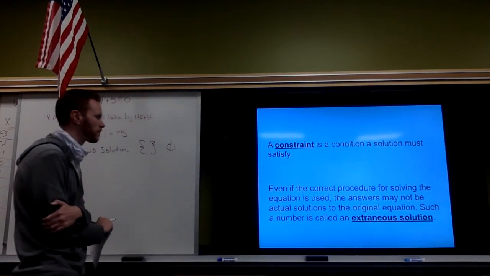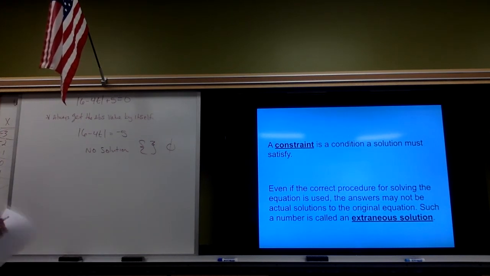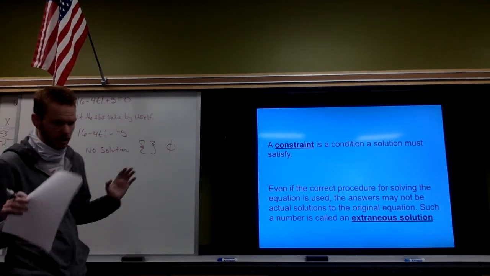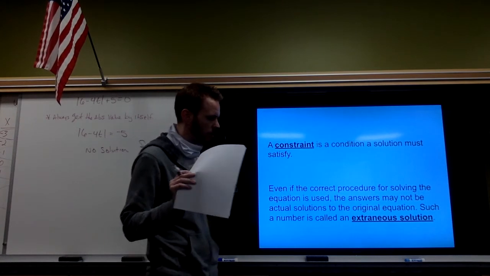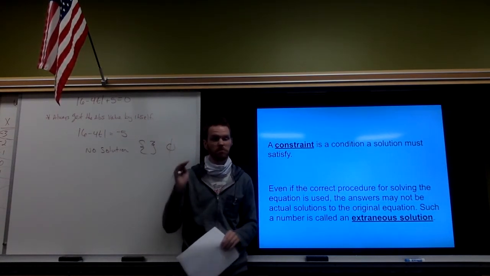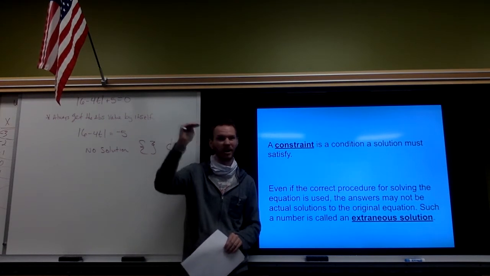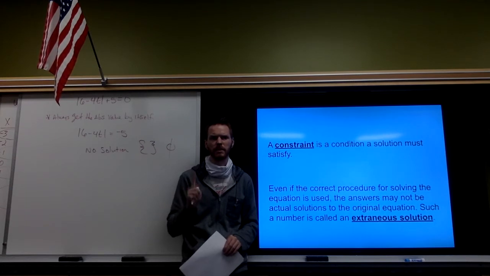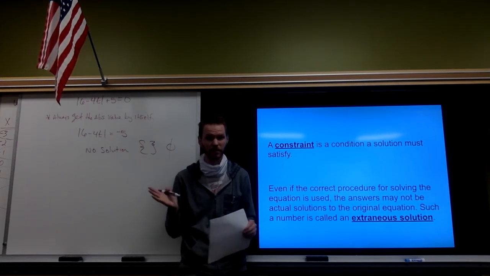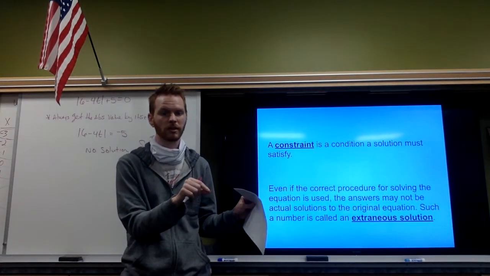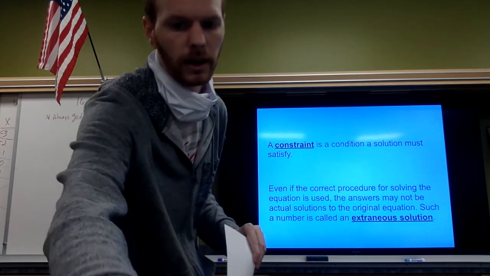Even if the correct procedure for solving the equation is used, the answers may not be actual solutions to the original equation. Okay, such numbers are called extraneous. This can happen in a lot of different cases, but let's say you solve everything to a T. You're like, hey, I followed step 1, step 2, exactly how it should be read. But something isn't right, and that can happen. That's why we always check our work. So when those numbers don't work in your equation, we'll call them extraneous, okay?